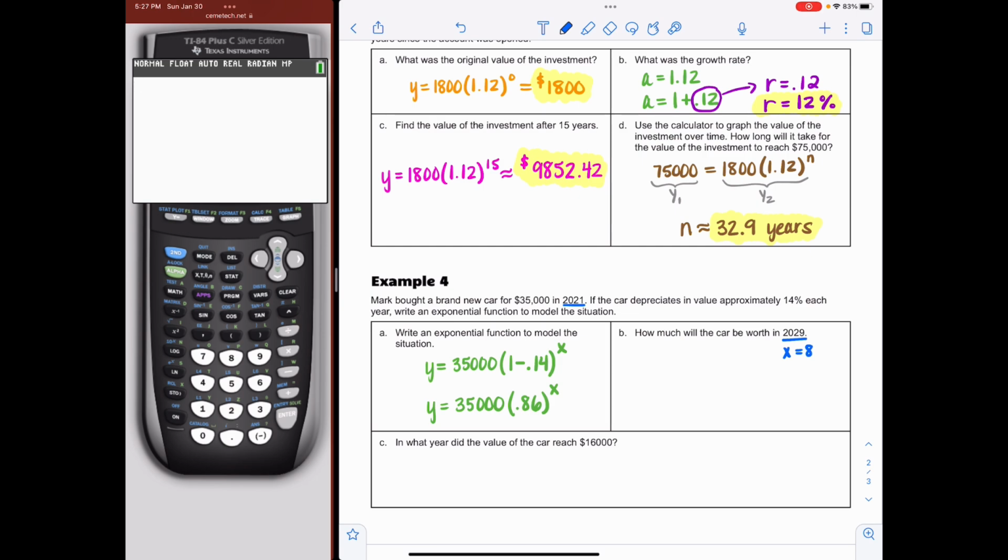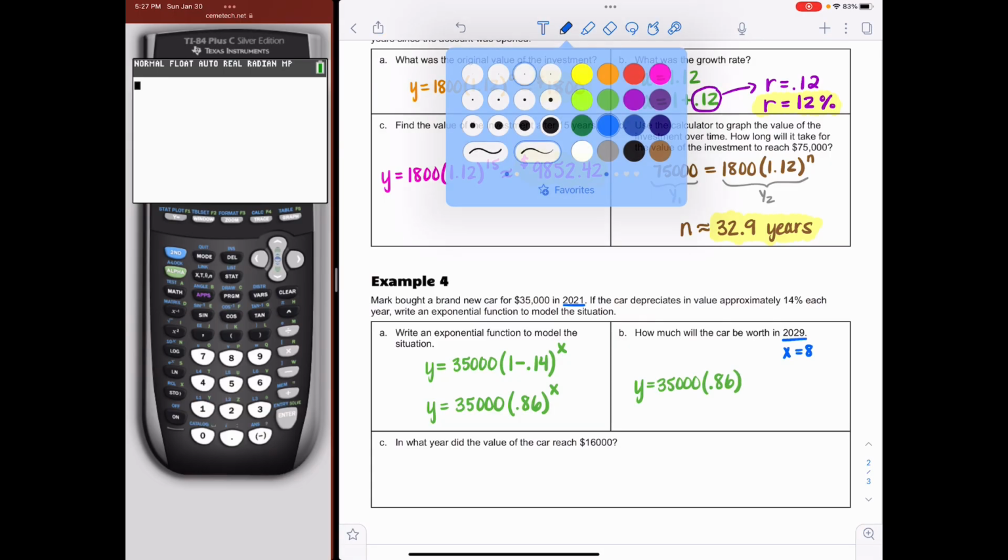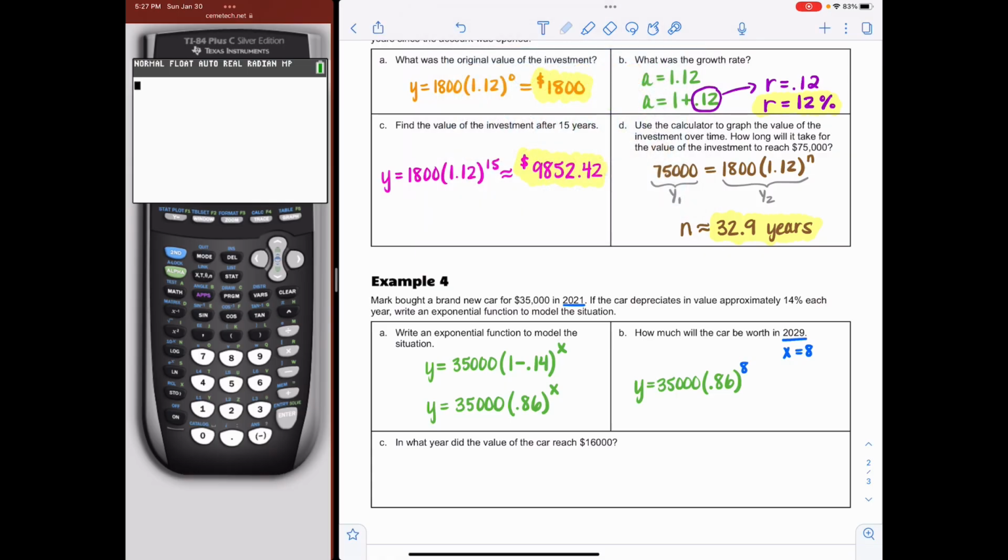So in order to find that, all I have to do is substitute in 8 into the function. So I'm going to have y is equal to 35,000 times 0.86 to the power of 8. And then I will get that it is approximately going to be worth approximately $10,472.63.